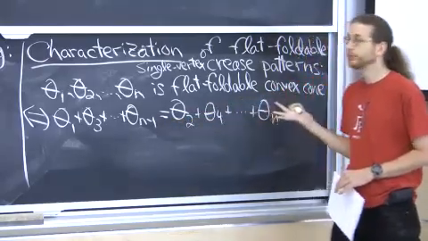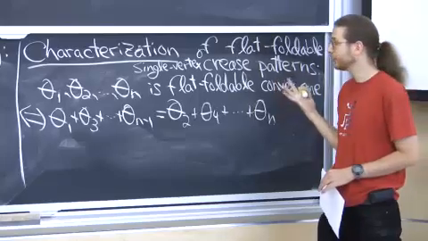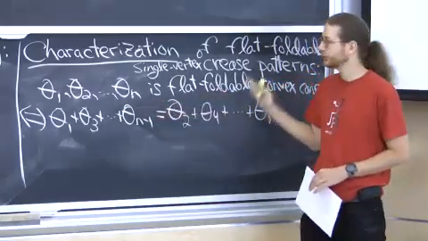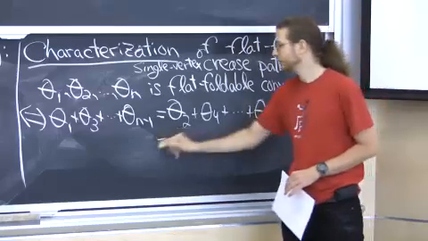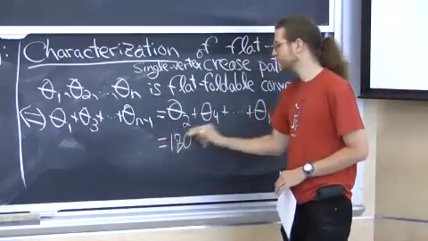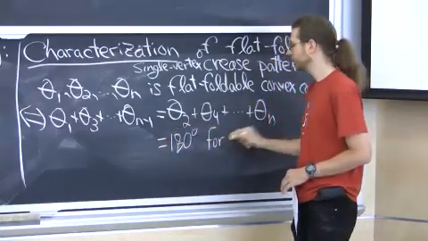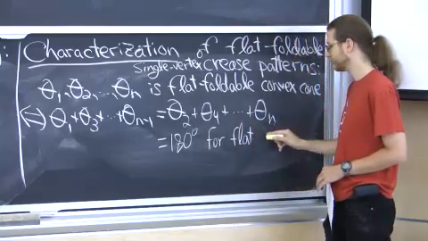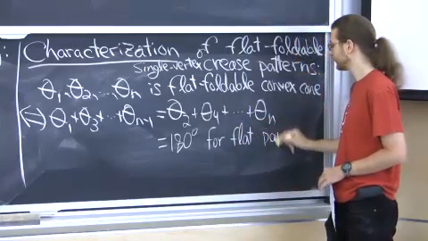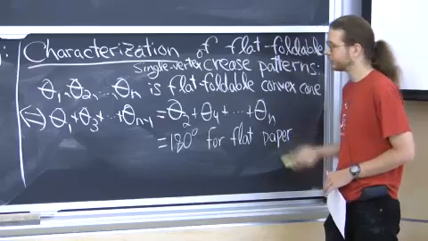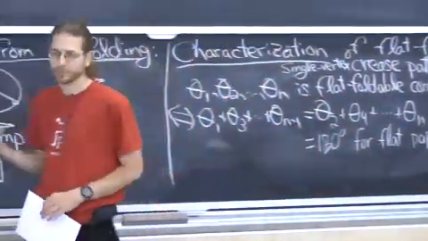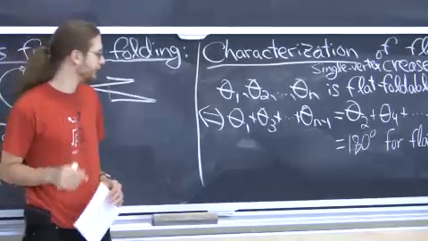And if you happen to have started with a flat piece of paper, where the sum of all of these things is 360, then of course, if you have them evenly divided, the sum will be 180 degrees. But if you started with a convex cone, it'll be smaller. But for this reason, some people call this the 180 degree property, or the pi property, if you like to think in radians instead of degrees.